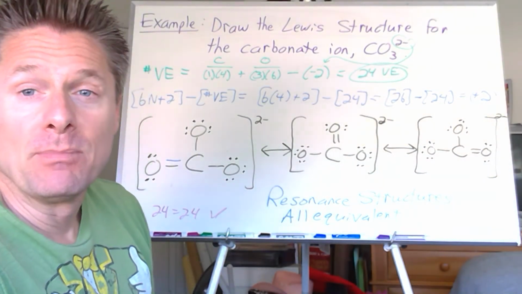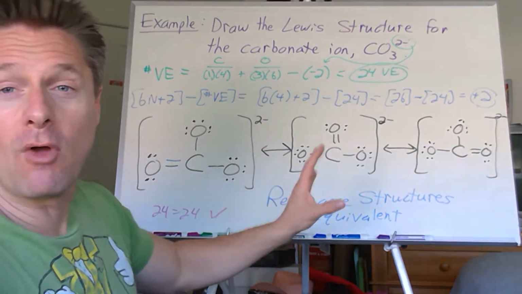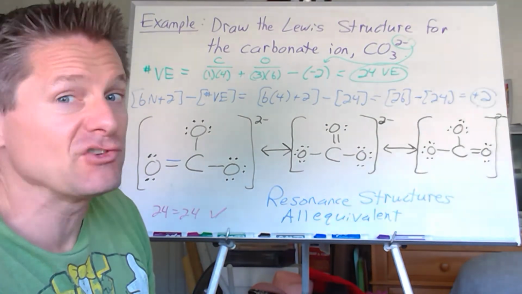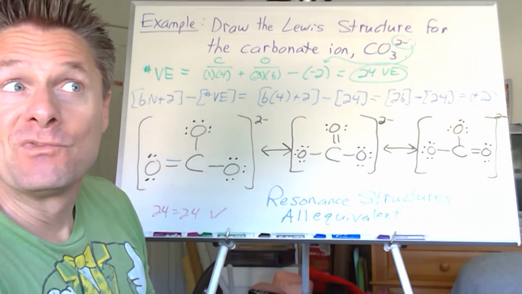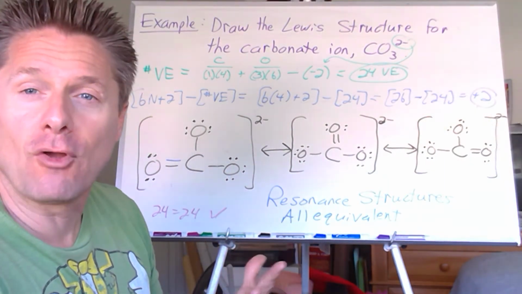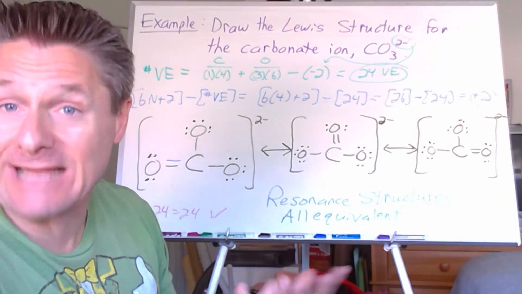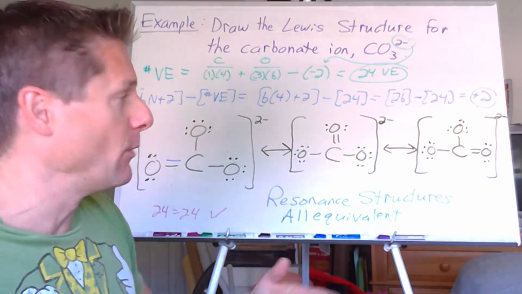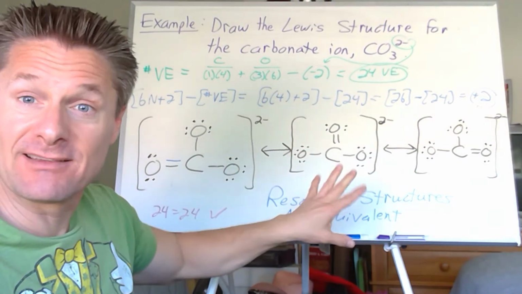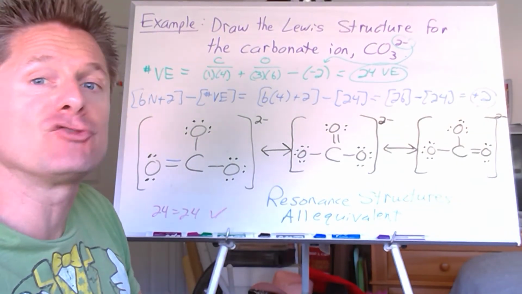They're all equivalent. But we're going to run into a situation where we can draw multiple valid Lewis structures, but they're not equivalent anymore. So they may not contribute to the overall structure an equivalent amount. Let's do one of those. So let me make a mention on this because I ran out of board space, and then we'll do one that's a little trickier.